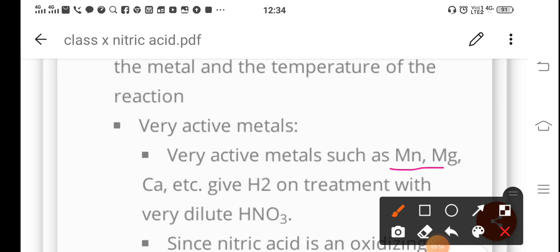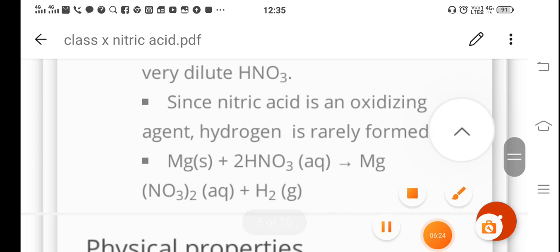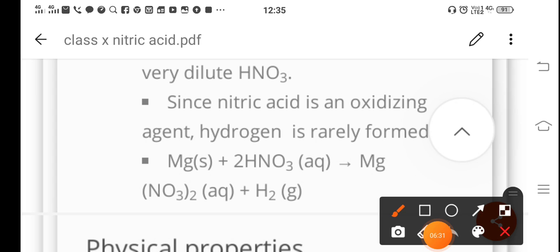There are exceptions. Manganese, magnesium and calcium give hydrogen gas when they react with very dilute HNO3, because in very dilute form NO2 gets dissolved in water and does not give a further explosive reaction, as we have already discussed. So this is the reason in very dilute form nitric acid gives H2 with only these three metals, manganese, magnesium and calcium. In the concentrated form or slightly more dilute form, it will not give the same reaction.